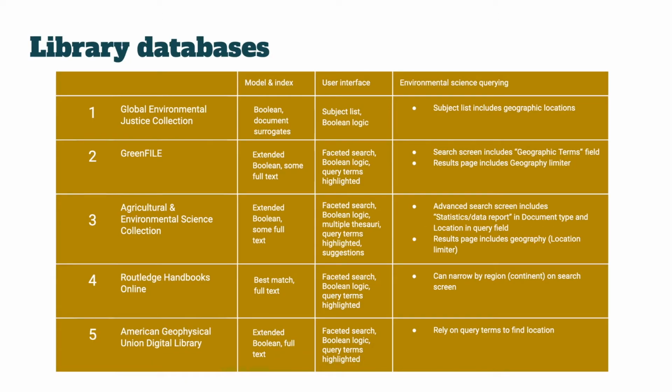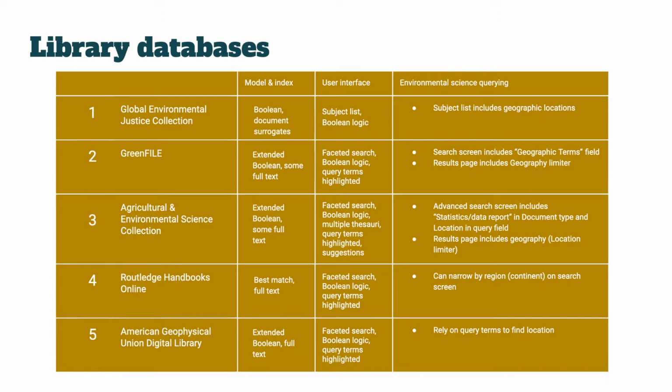So with the library databases, the Global Environmental Justice Collection is a film collection, and that one was interesting to see. It uses a Boolean model, but what it's indexing is just the text related to each film, so the MARC record as well as a summary and reviews of the film.